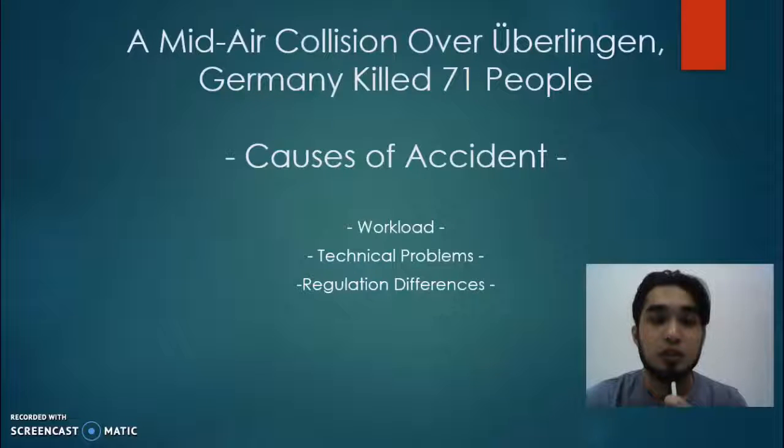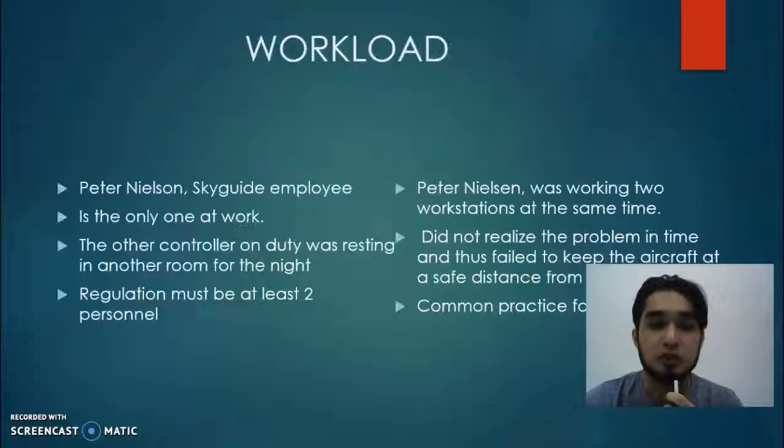As we know, the mid-air collision over Überlingen, Germany between flights DHL 611 and Bashkirian Airlines Flight 2937 killed 71 people. There are several causes of this accident. They can be separated into 3 different categories, which are workload, technical problems, and regulation differences.